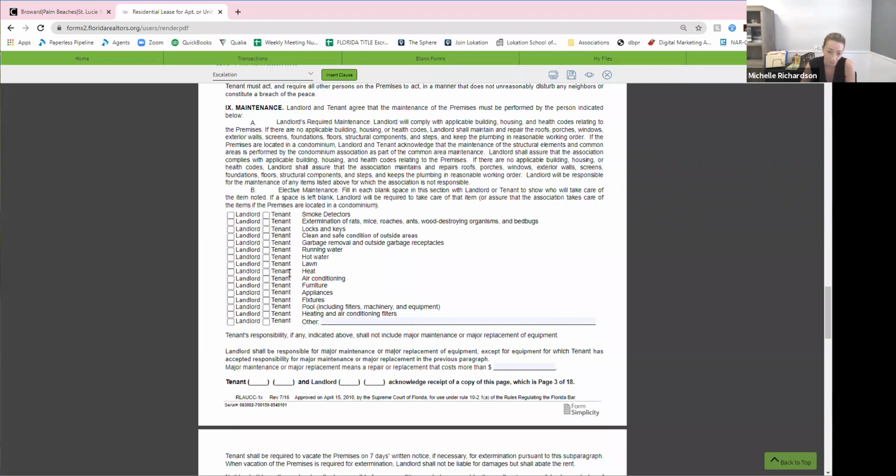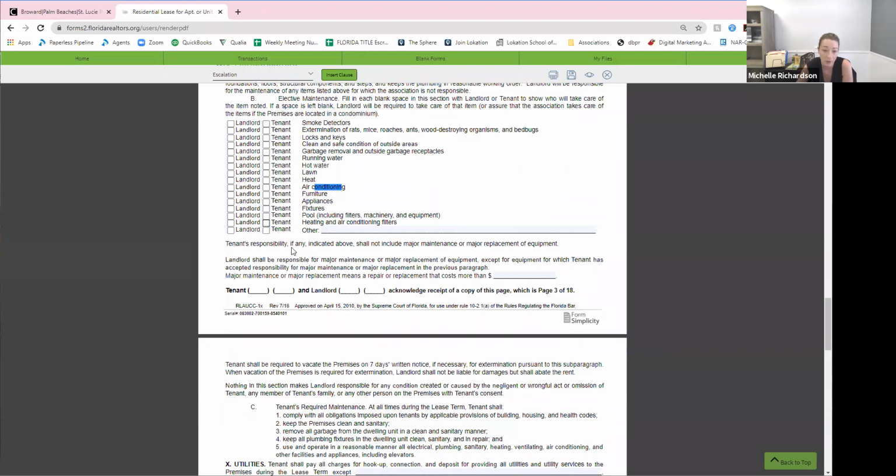Sometimes, you know, hot water is part of the association, so you would just say landlord. If the tenant has to, same with like the heat, air conditioning. Air conditioning, it doesn't mean that it's the actual air conditioning unit itself. That is a tenant's responsibility. Air conditioning, you would definitely want to put landlord there. It already states down here that it's the filters, so you could make that the tenant's responsibility to change those out every month or couple months or whatever you guys negotiate.